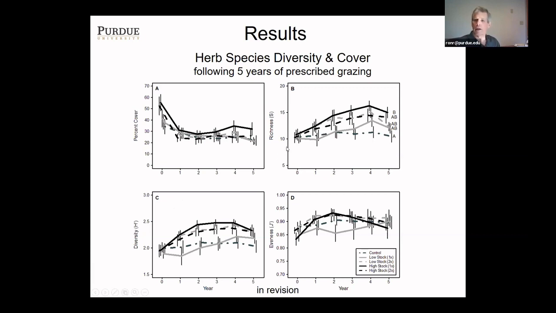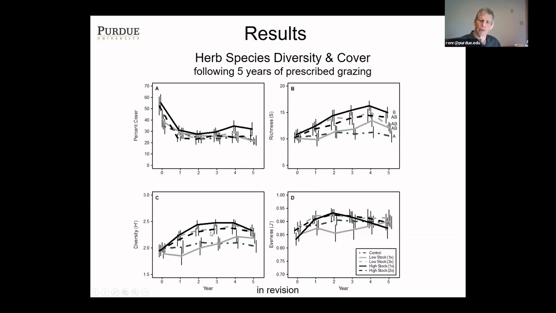We're seeing an upward trend in richness and diversity over the 5-year period, at least until the 4th year. The only significant differences occurred in richness, with our high stocking rate, 1 grazing per season treatment. It produced significantly greater richness than the control.